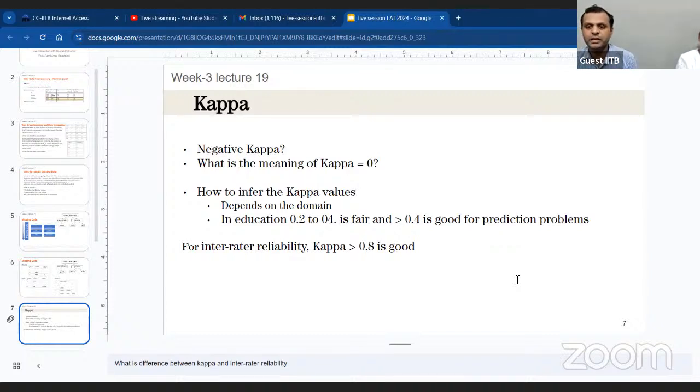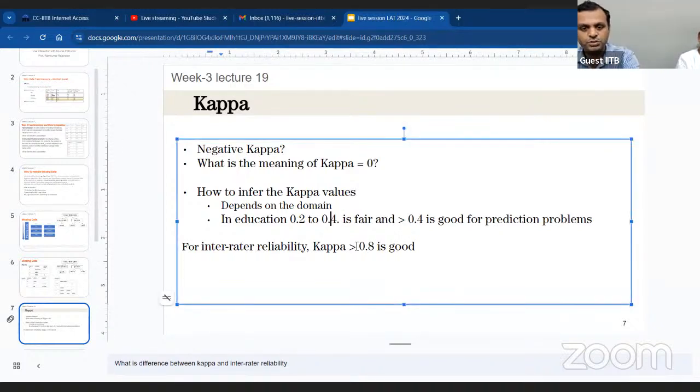For example, we said that in the education domain, if your kappa value is 0.2 to 0.4, it is fair. And more than 0.5 is good for prediction problems. So this is good for ML classifiers. If the kappa is 0.4, my classifier is doing good. I can say my classifier predicting students' frustration or boredom from the log data is decently good.